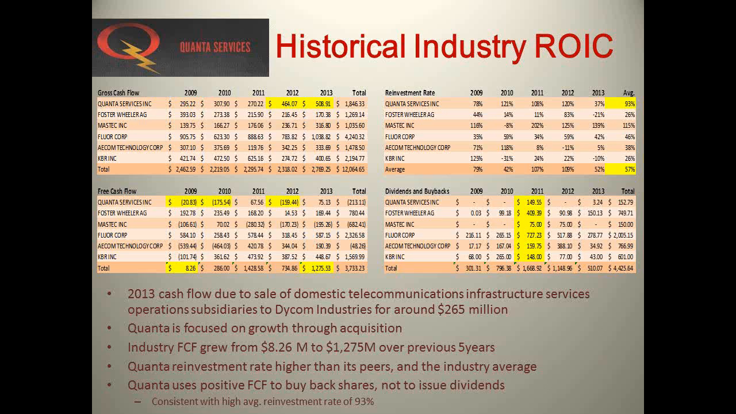Free cash flow saw dramatic improvements for the industry, up from $8 million to $1.2 billion. No help from Quanta's, however, which is negative in all but 2 years. Quanta uses the positive free cash flow to buy back shares. It doesn't issue any dividends. In fact, none of the peers in the industry do, and if they do, it's very, very little.